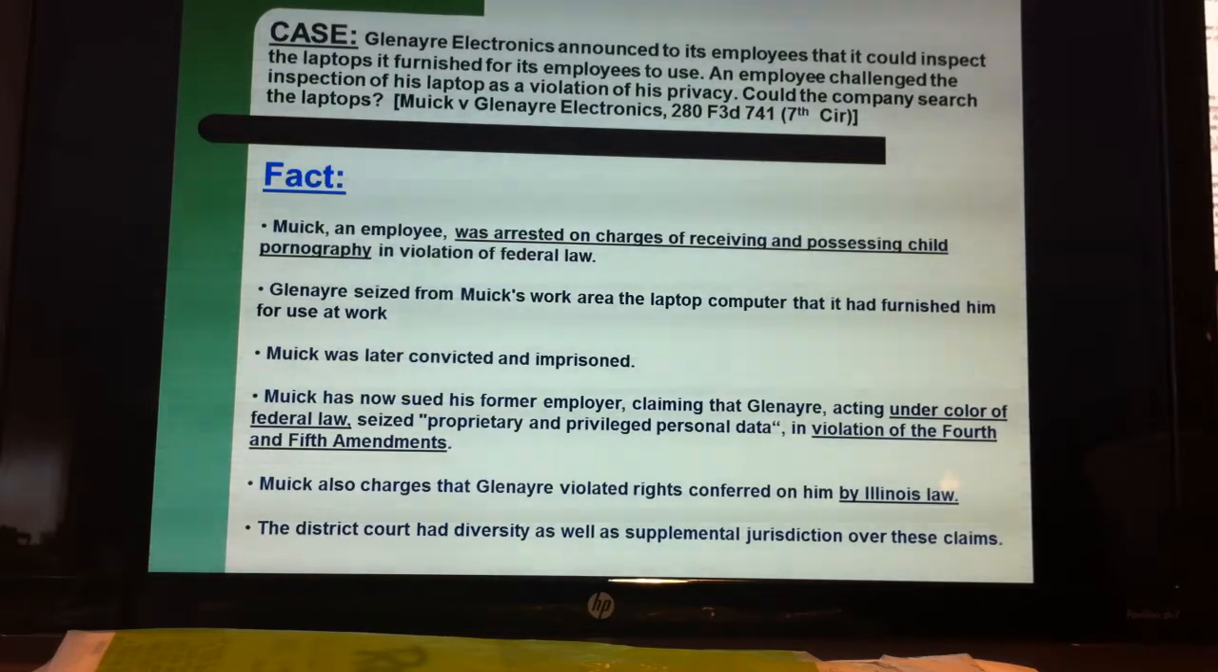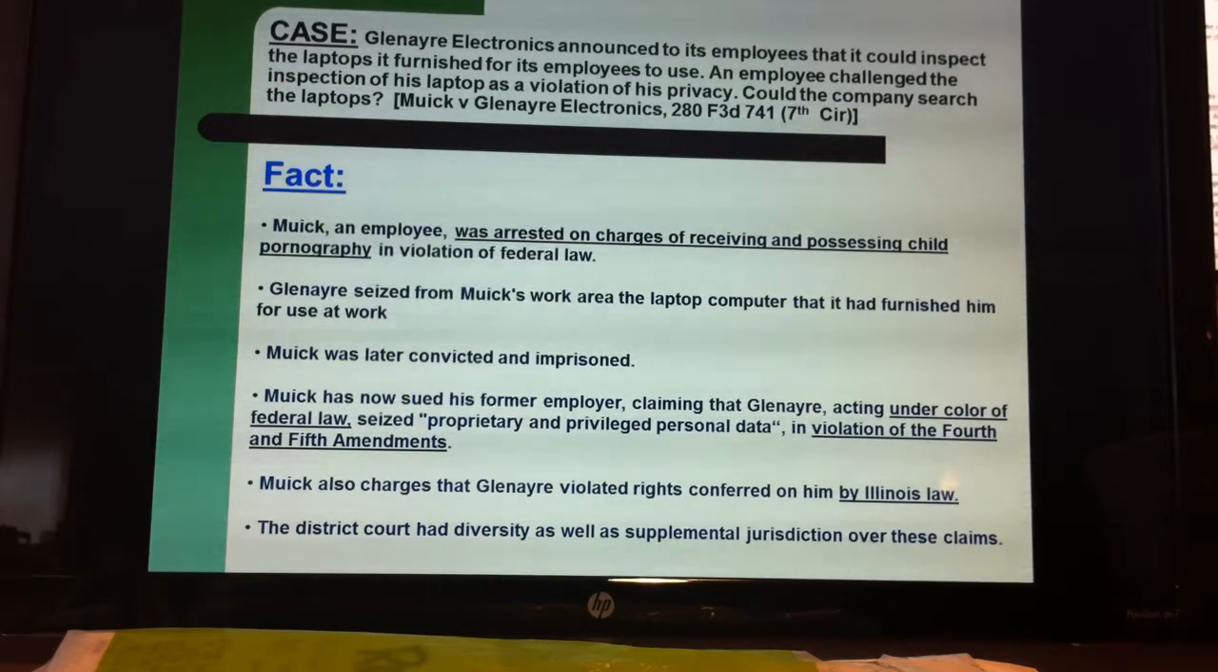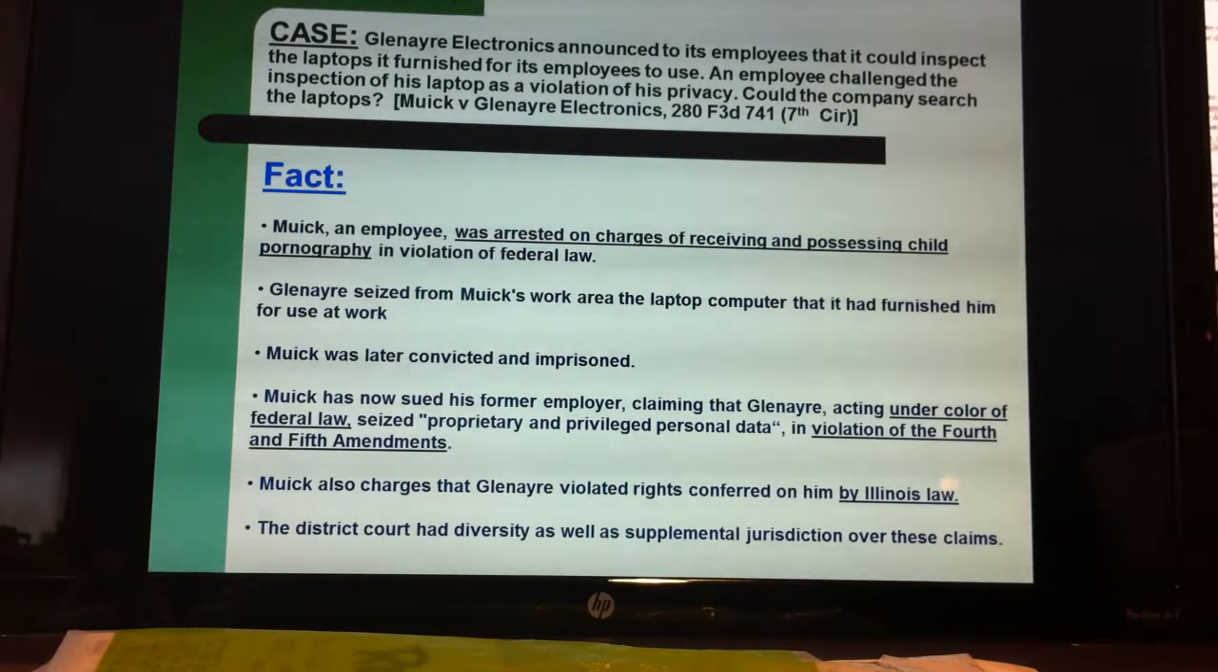So basically now he has sued his former employer, claiming that Glenayre, acting under color of federal law, seized his property and privileged personal, financial, and contact data. Muick also charged that Glenayre violated rights conferred on him by Illinois law. The district court had diversity as well as supplemental jurisdiction over these claims.